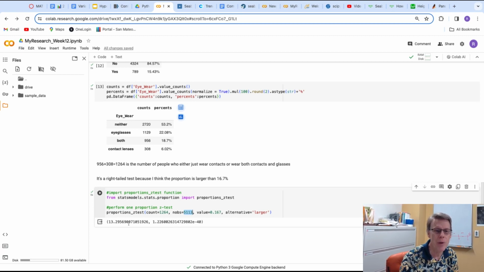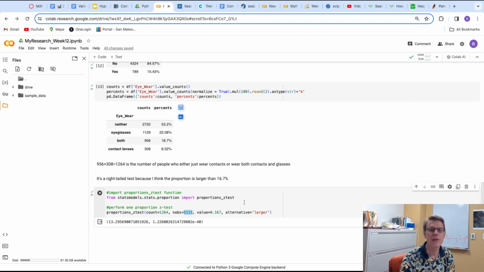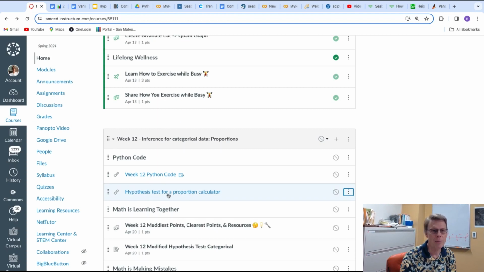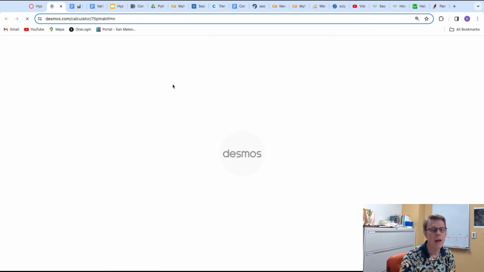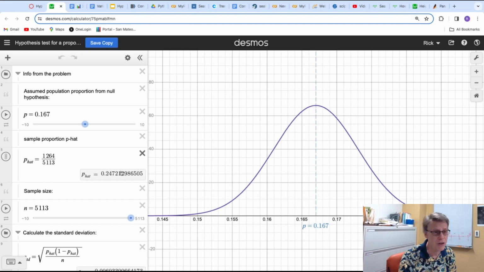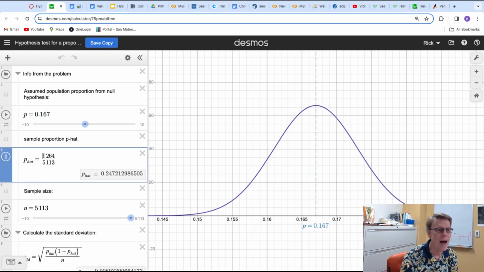And before I interpret this, I want to run this same exact z-test on Desmos, because I think it's a little bit easier to see what's going on in Desmos. So I'm going to go back to the hypothesis test for proportion calculator. When I open up that Desmos file, I have coded in here, like when you're doing yours, you're going to have to change all these numbers, my null proportion, and that's going to go in the middle of my sampling distribution. It's right here. Then I have my count over my nobs, so this will get my p-hat, which is 0.2472.